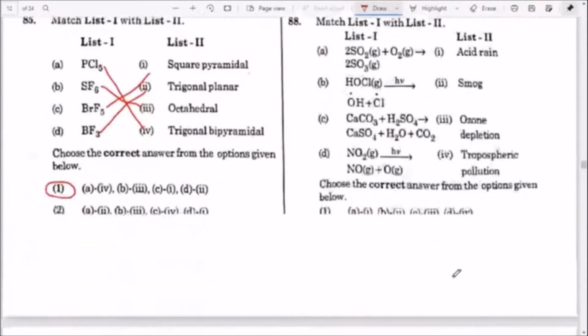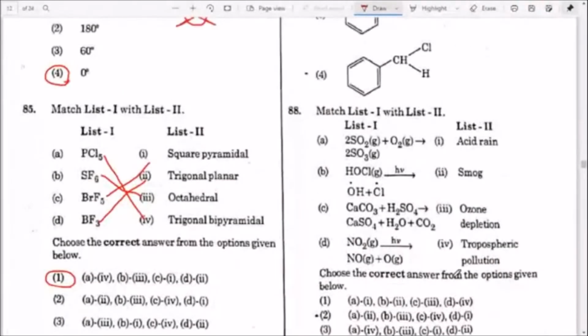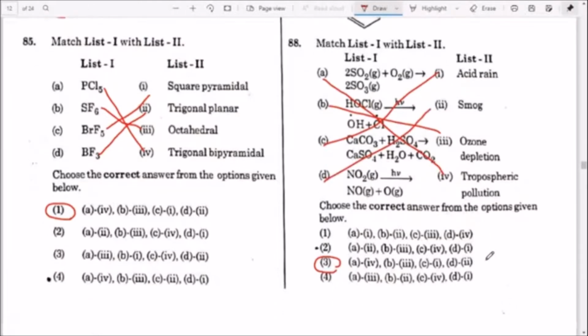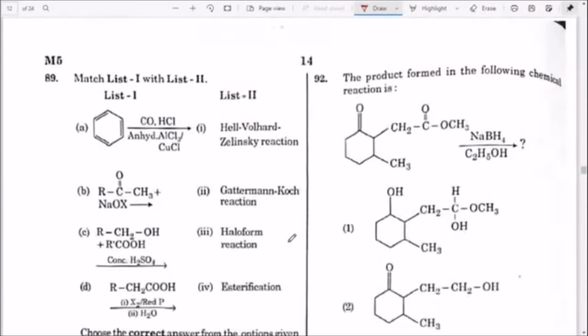Next, match list 1 with list 2. Sulfur dioxide plus oxygen, what is going to happen? A is 4, tropospheric pollution, and B is 3, that is ozone depletion, where hypochlorous acid causes depletion of the ozone layer, whereas C is 1, acid rain. Calcium carbonate and sulfuric acid cause acid rain, and D is smog, that is NO2 causes smog. Next, question number 89. Match list 1 with list 2.